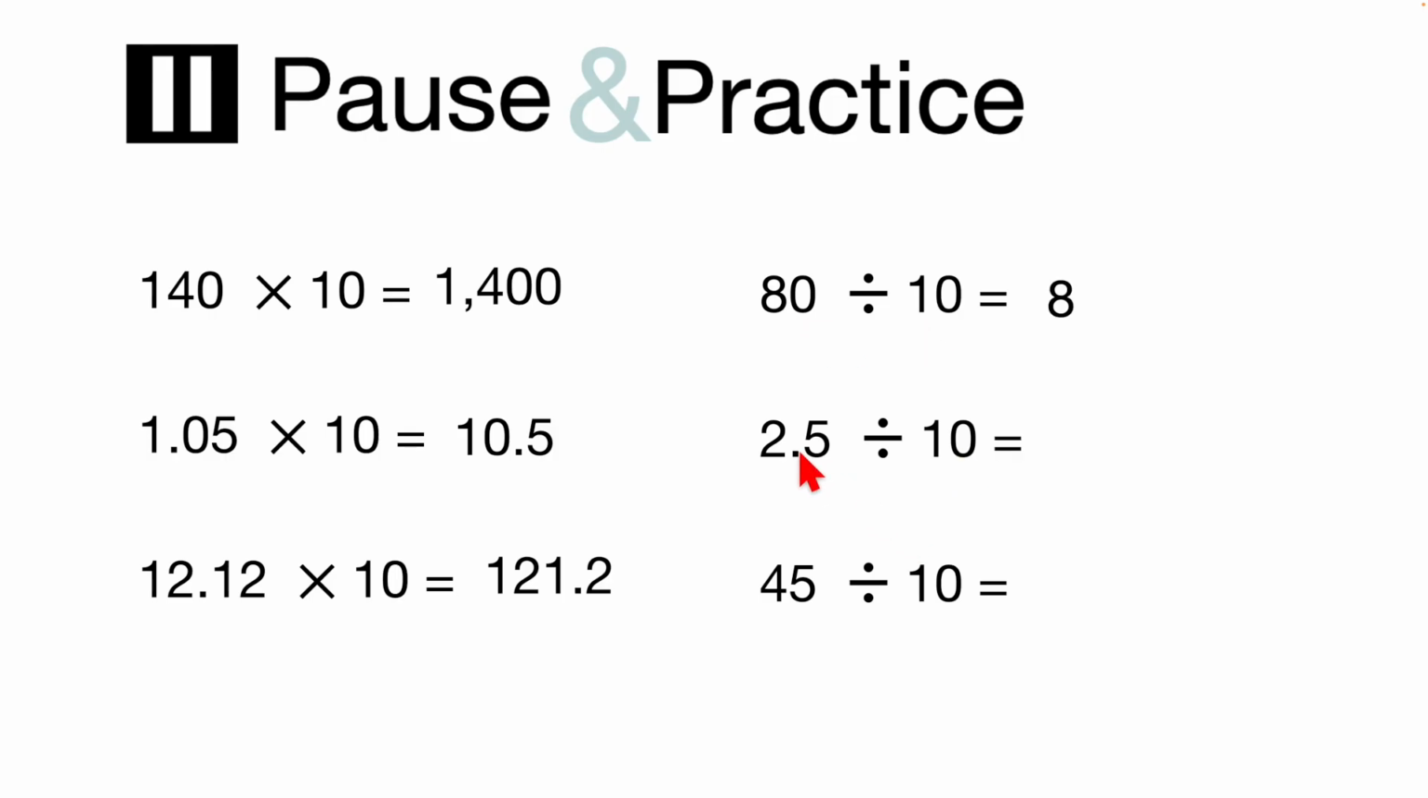Here we've got a decimal point. We're just going to move it one place to the left. We get 0.25. And 45, we're going to add a decimal point here and move it one place to the left. 4.5.